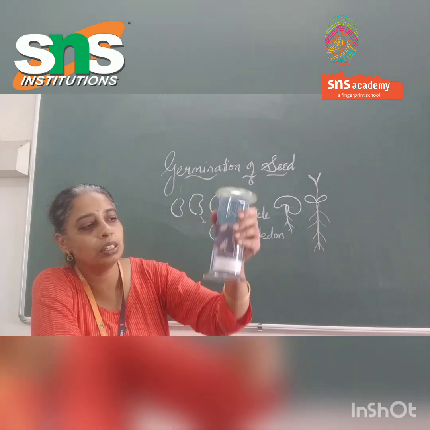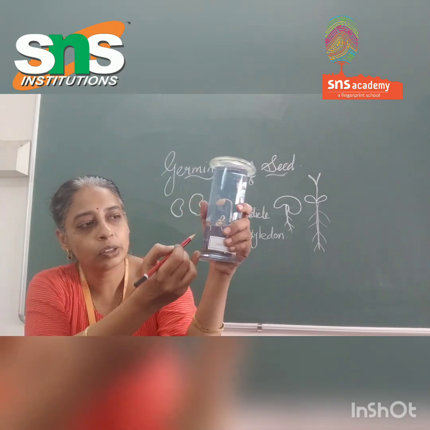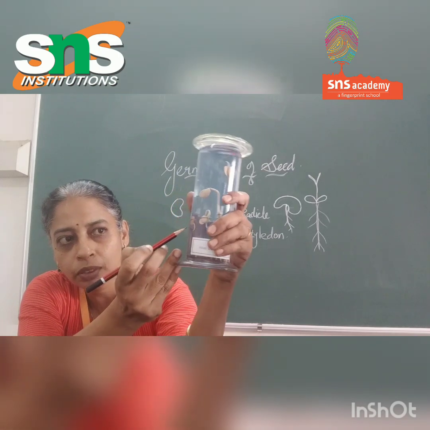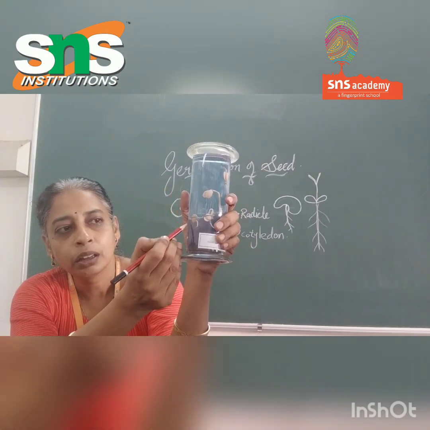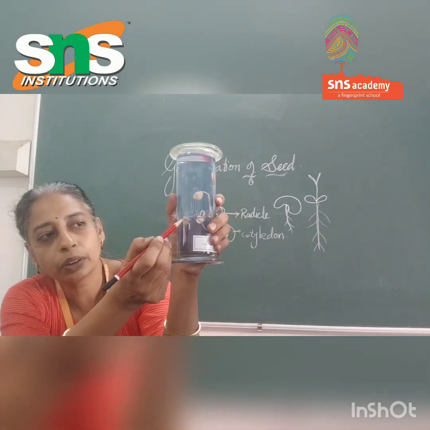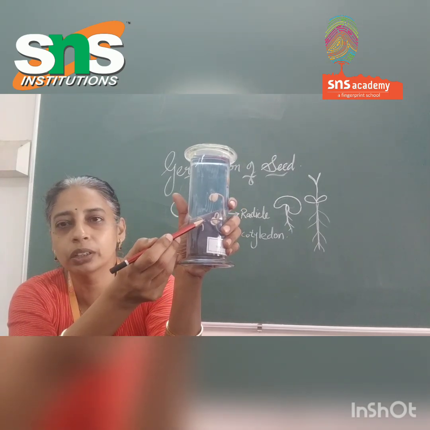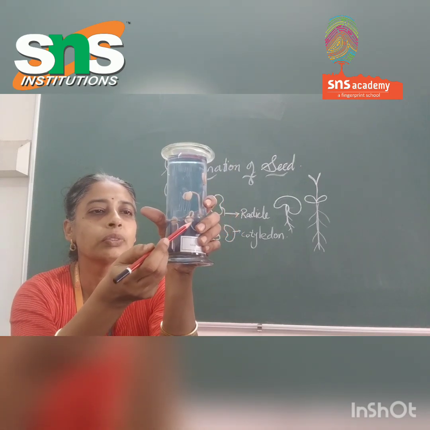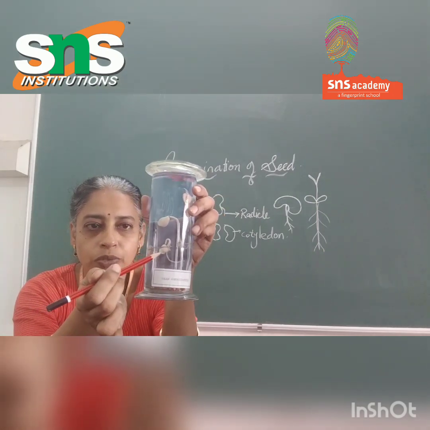Here you could see a bean cotyledon, that is a bean seed. Here first emerges a small white colored thing that is coming out. That you call it as the radicle, and that which grows into the stem, the stem part that grows upwards, that you call it as a plumule. And slowly it comes out of the seed, coming out of the soil.